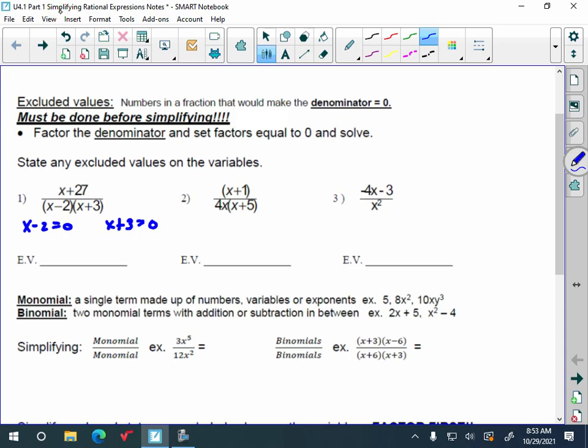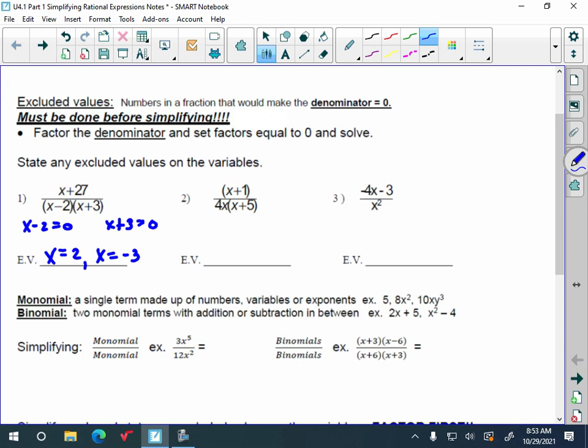All right. So if we set x minus 2 equals 0 and solve it, we'd add 2 over, so x equals 2. If we set x plus 3 equal to 0 and solve it, we'd subtract 3 over, x equals negative 3. So these are the two values that would make the denominator 0, and we call those excluded values. So you can see it real easy.